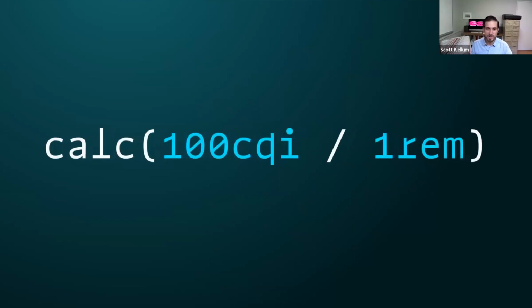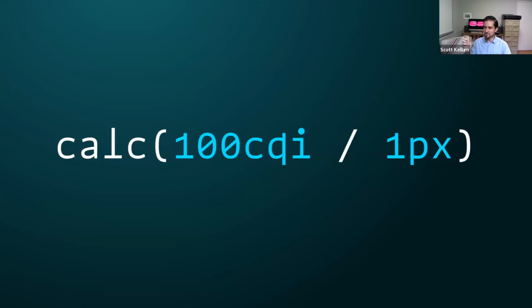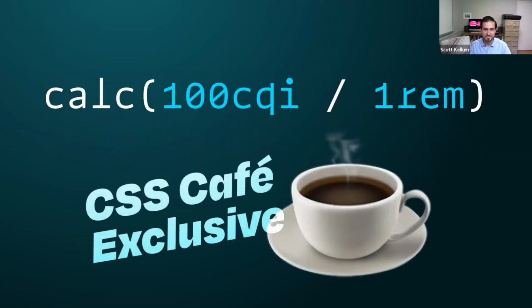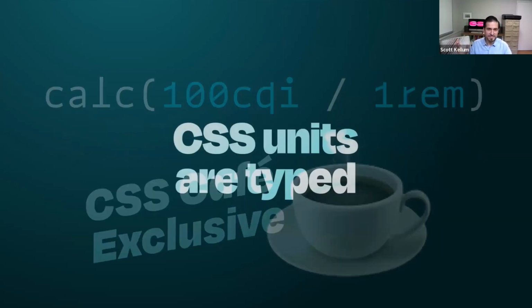This is probably going to break some of your brain, so we're going to dive a little bit deeper into this. Or you could do 100 CQI divided by 1 rem, and this gets the number of rems wide an element is. So this gets the number of pixels wide an element is. This gets the number of rems wide an element is. And yeah, CSS Café exclusive.